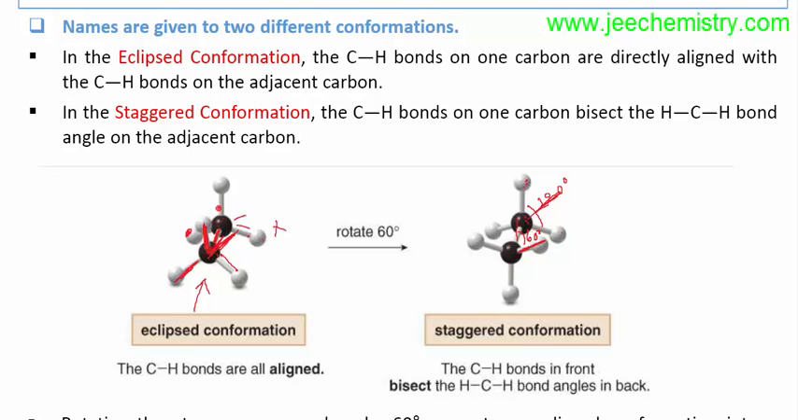The backward carbon and front carbon CH bonds will align, one to one. There is no angle difference between front and back CH bonds. But after the 60 degree rotation, there is a difference in angle.